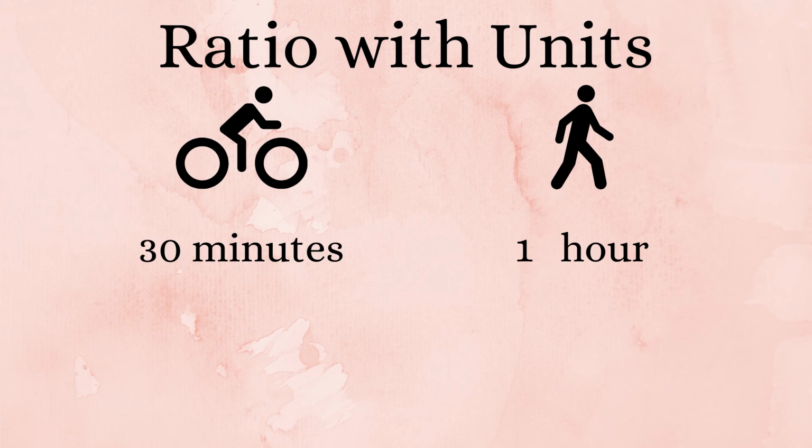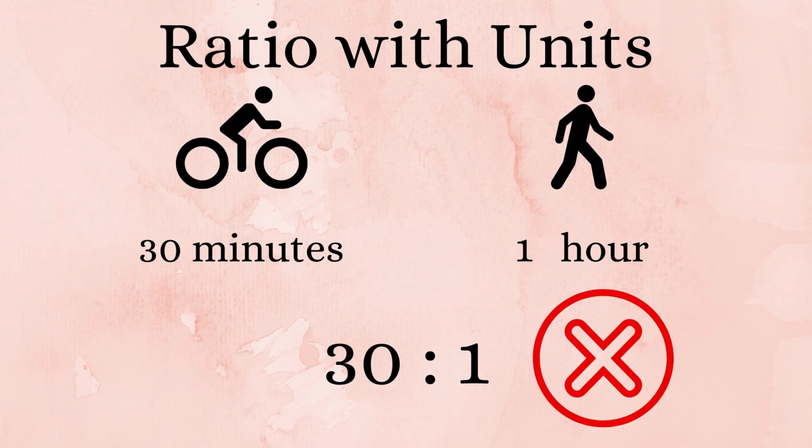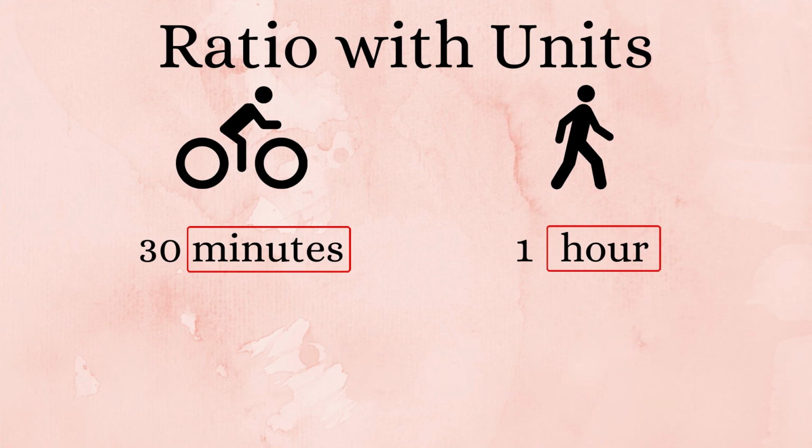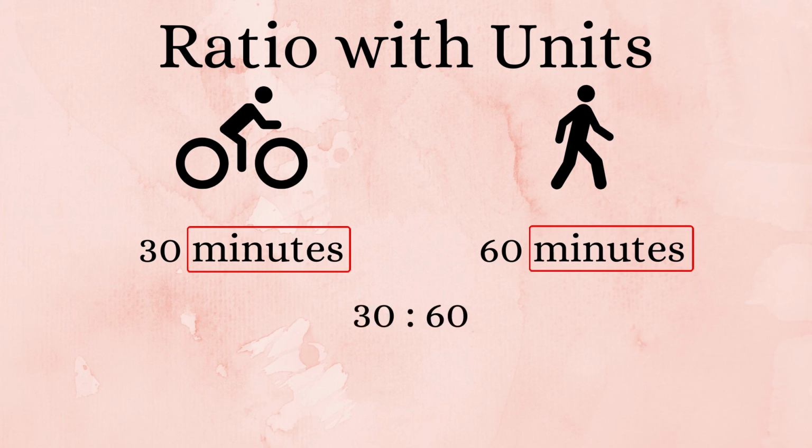If you have written 30:1, your answer is completely wrong. We need to make sure that the units of measurement in both the terms of the ratio are the same. So here we can convert the 1 hour to 60 minutes, and then the ratio becomes 30:60 or 1:2. Hope you were able to understand the basic concepts of ratios.